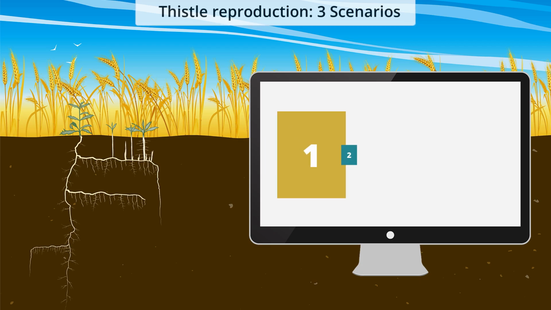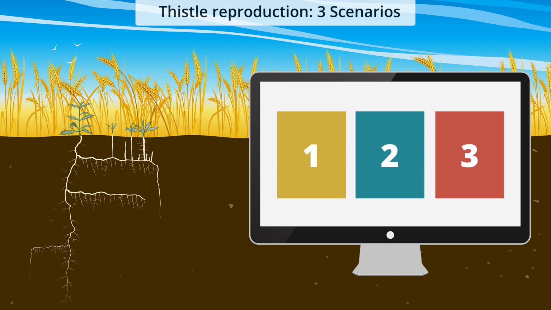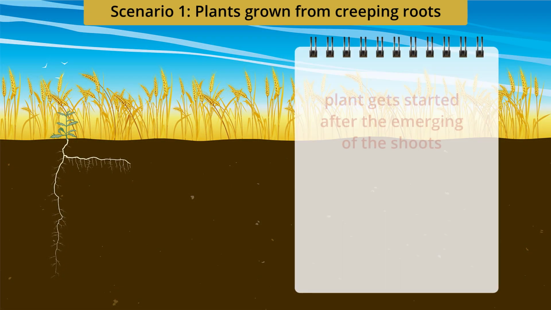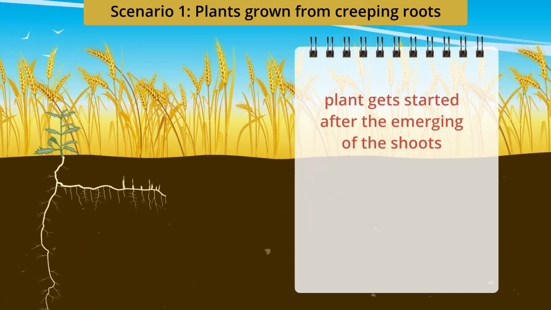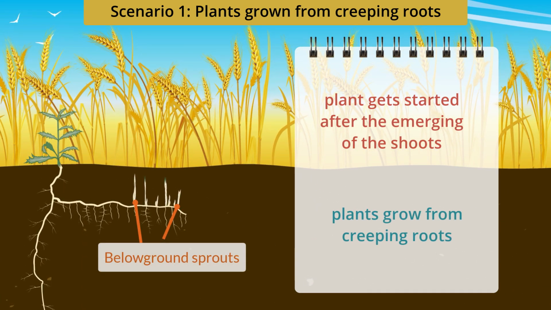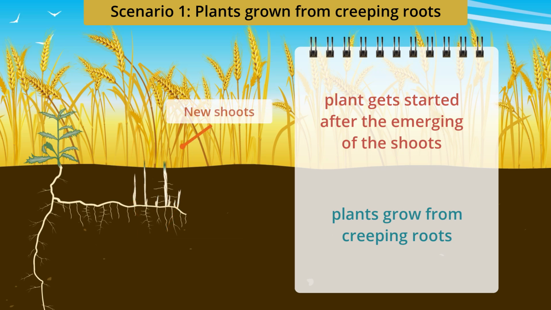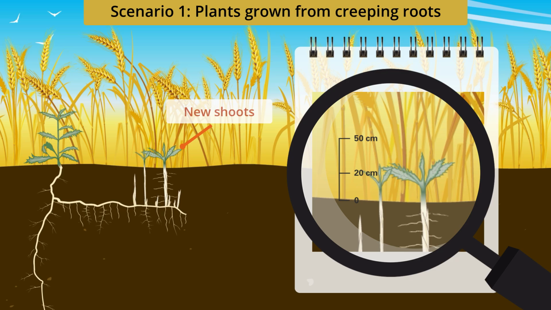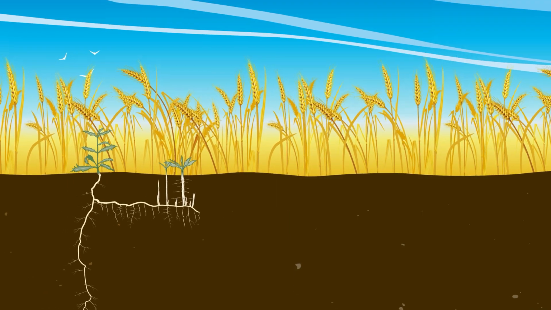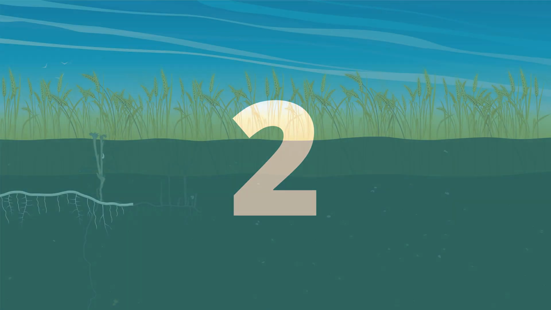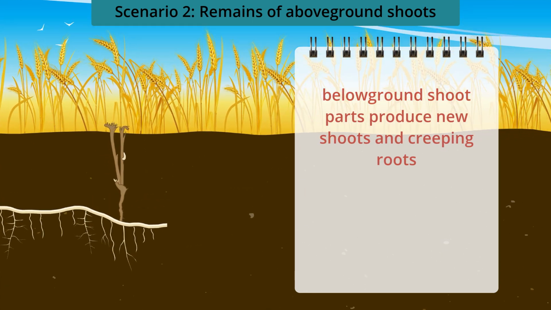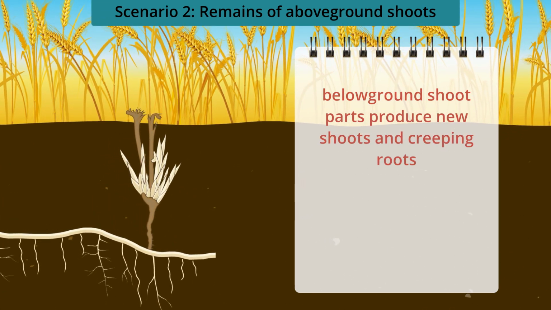There are 3 scenarios for the reproduction of these thistles, ranked according to their importance. The visible above-ground plant gets started after the emerging of the shoots. First, plants grow from creeping root fragments. Plants germinating in spring or early summer may produce aerial shoots 20 to 25 centimeters high during the first season. Below-ground shoot parts, cut at the post-bloom stage, produce new shoots and creeping roots at the nodes.